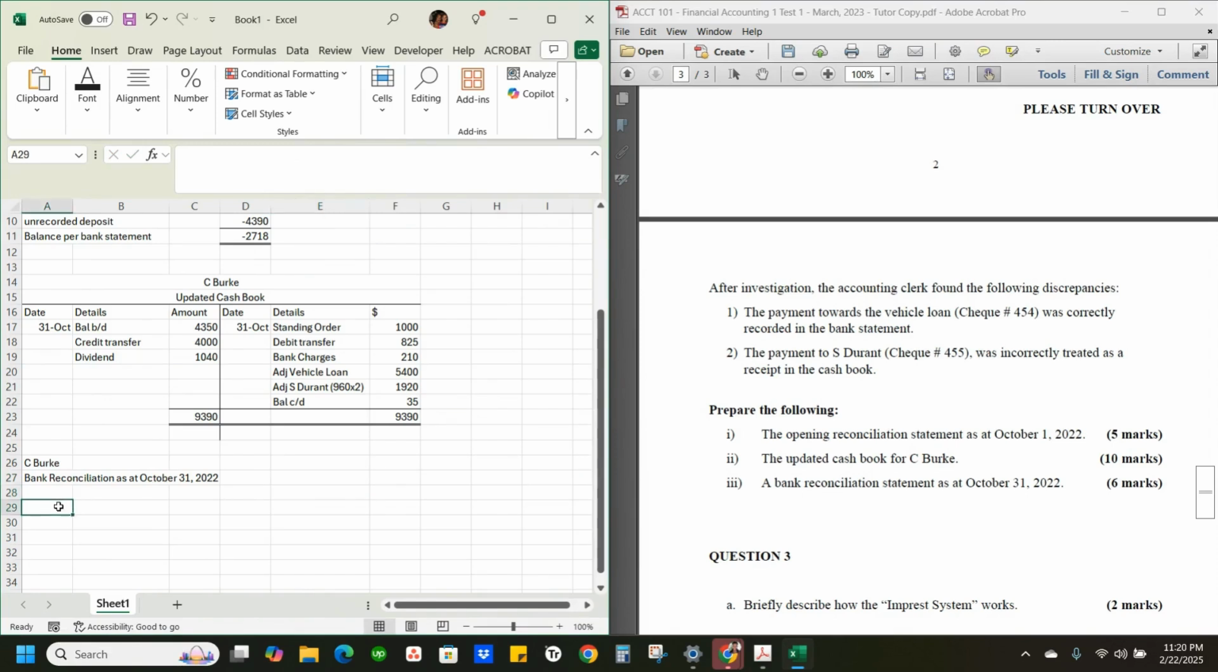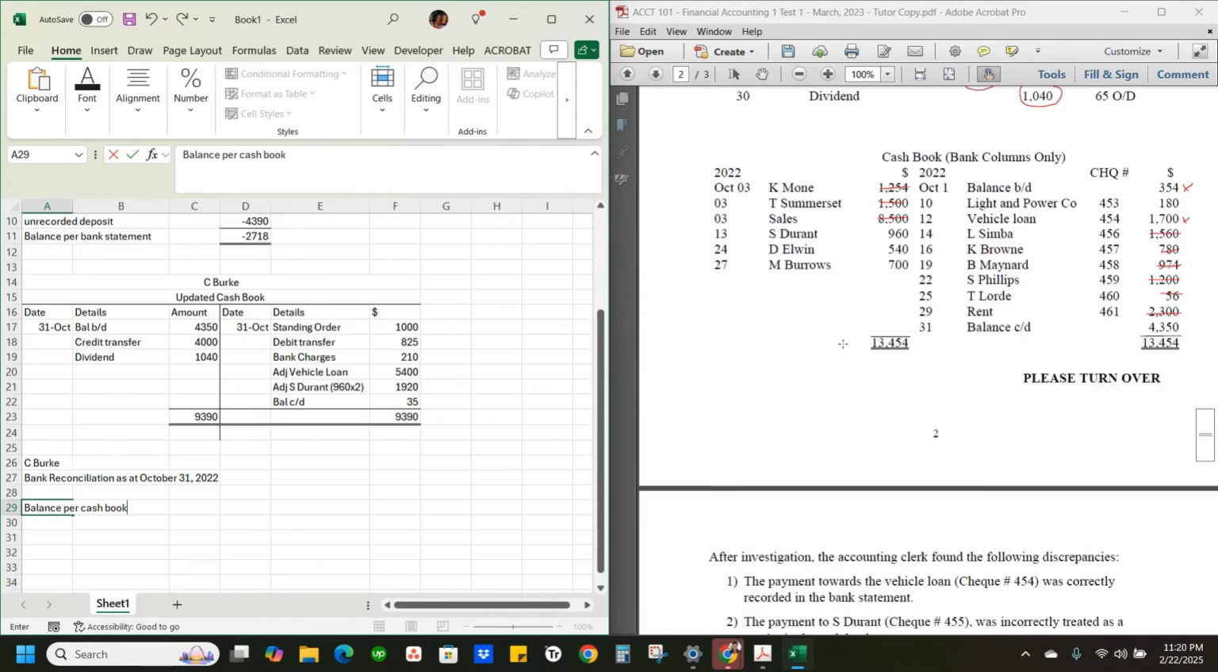Just remember that. So we're going to start off with our balance per cash book. No, you're not going to use the balance from the cash book we were working with before. We just updated that cash book. So you're going to use the balance from that cash book, the updated one, to start off with, right?